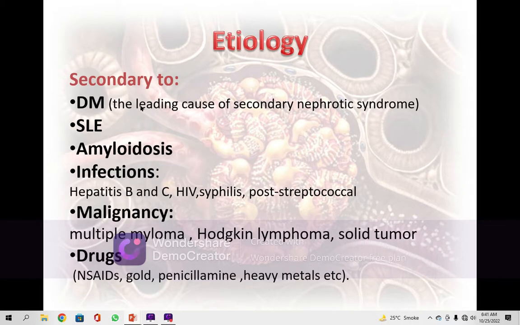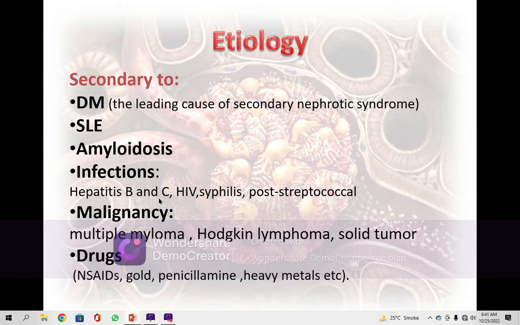Secondary glomerulopathies include diabetes mellitus, the leading cause of secondary nephrotic syndrome. It will damage the nephron in many ways. Systemic lupus erythematosus, that is an autoimmune disease. Amyloidosis, which is a degenerative process where amyloid proteins are deposited. It may be primary, it may be secondary.